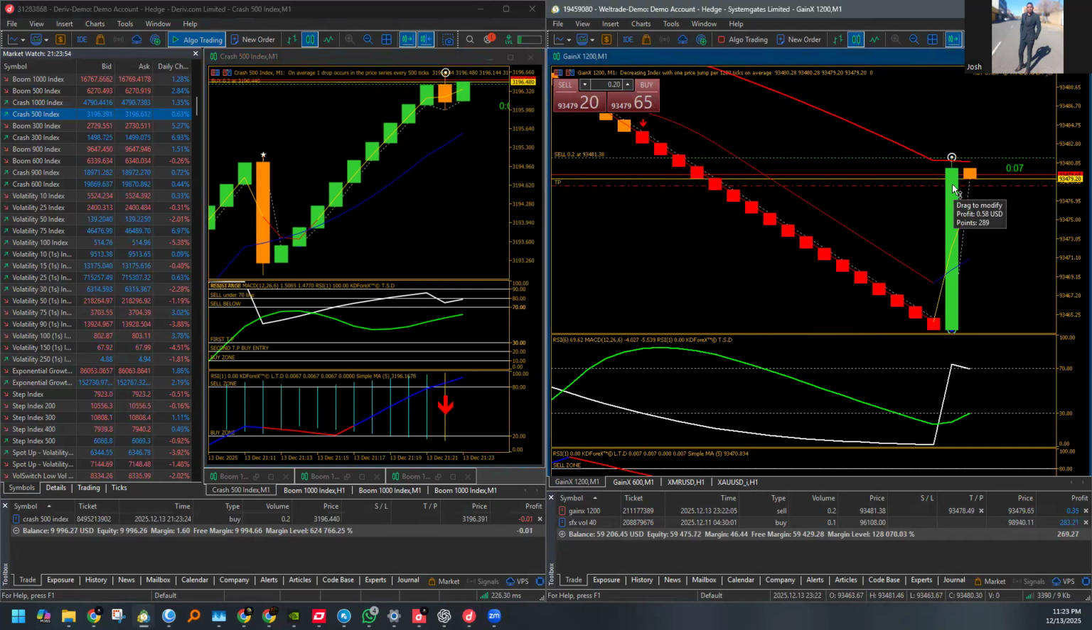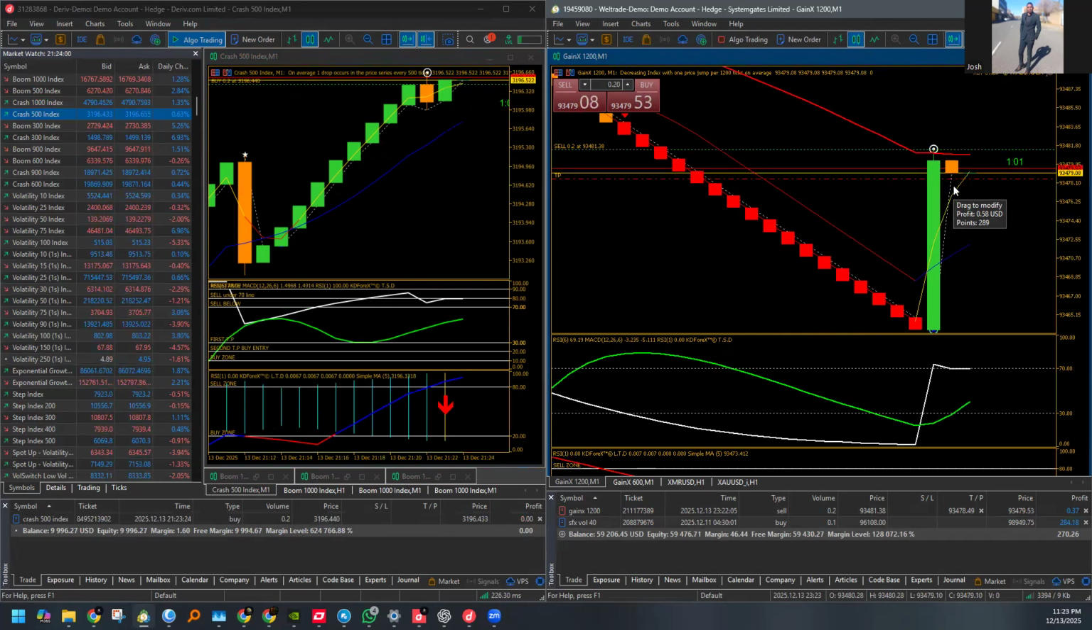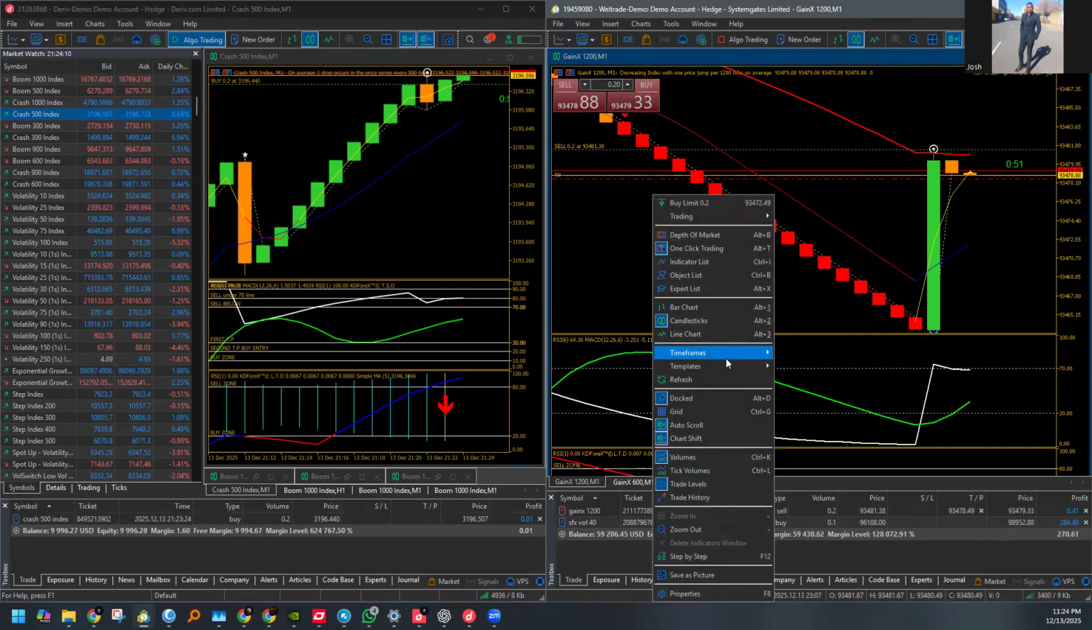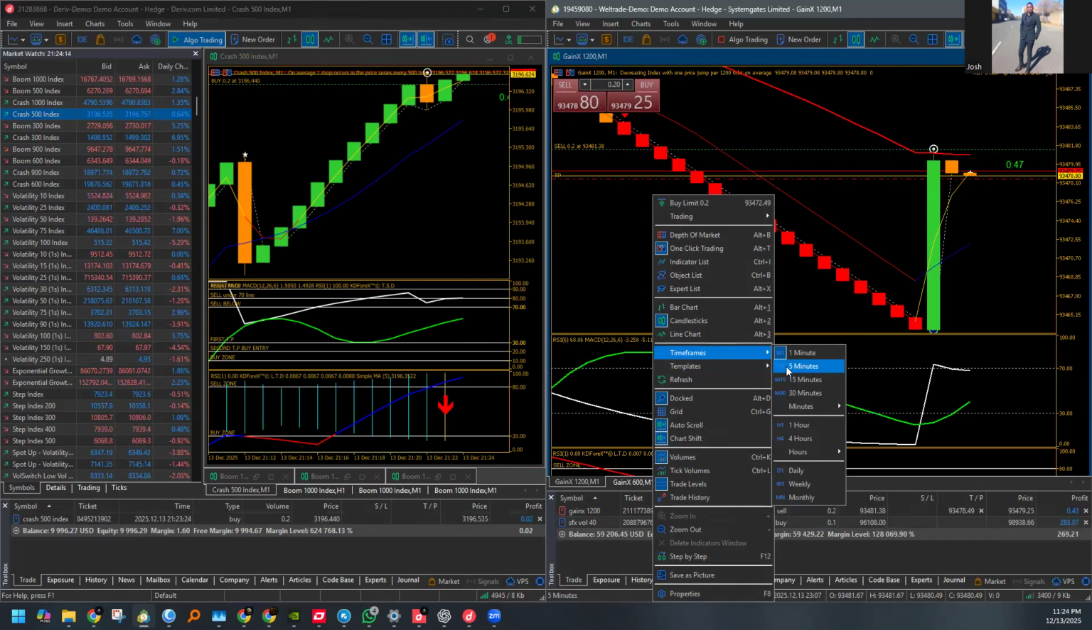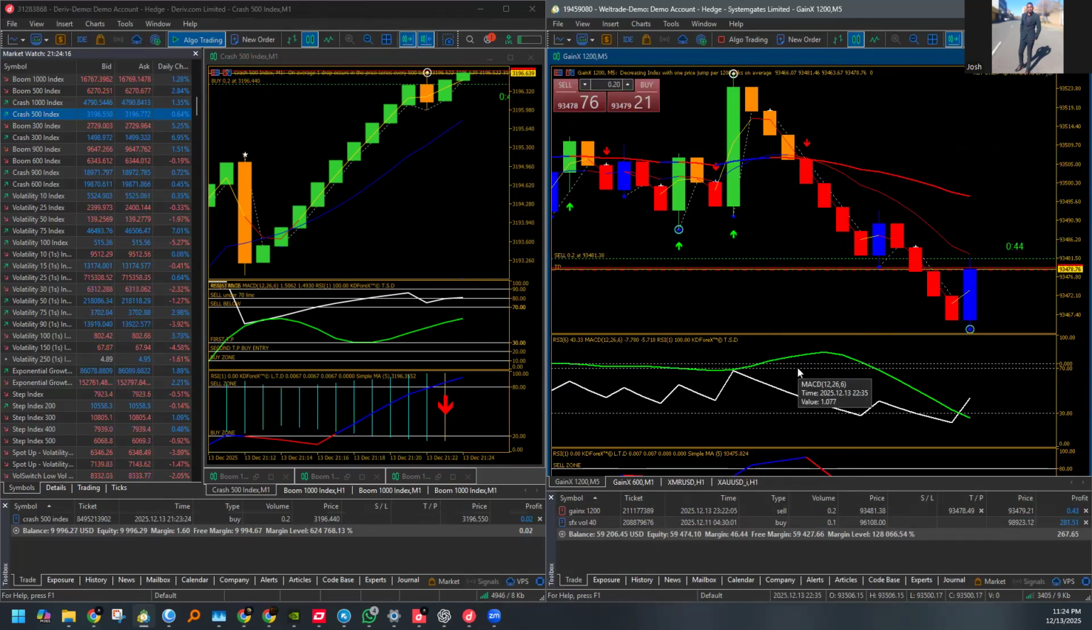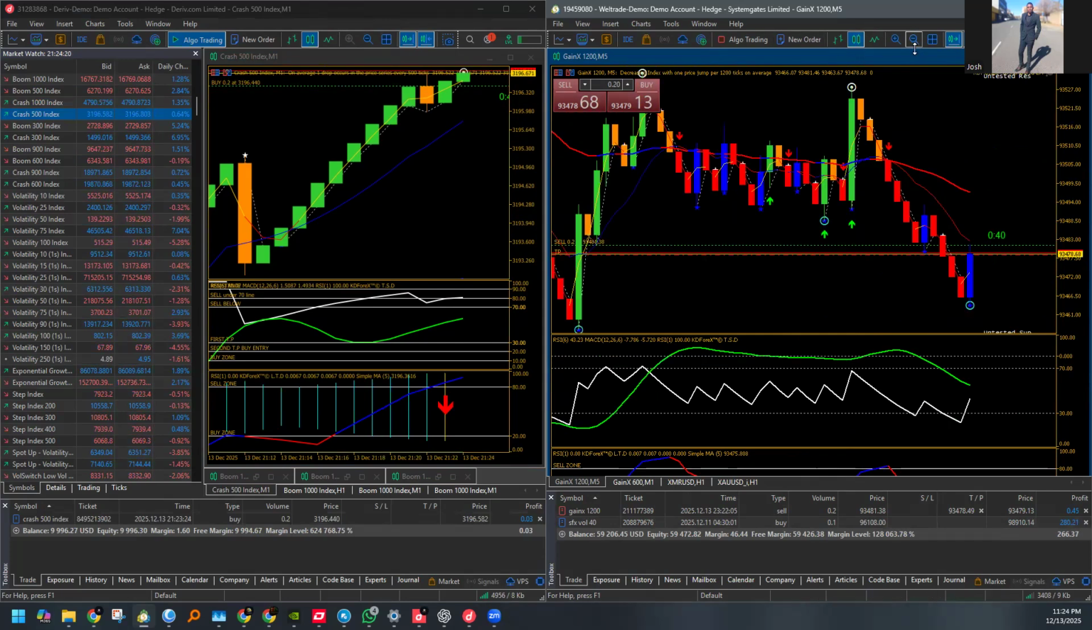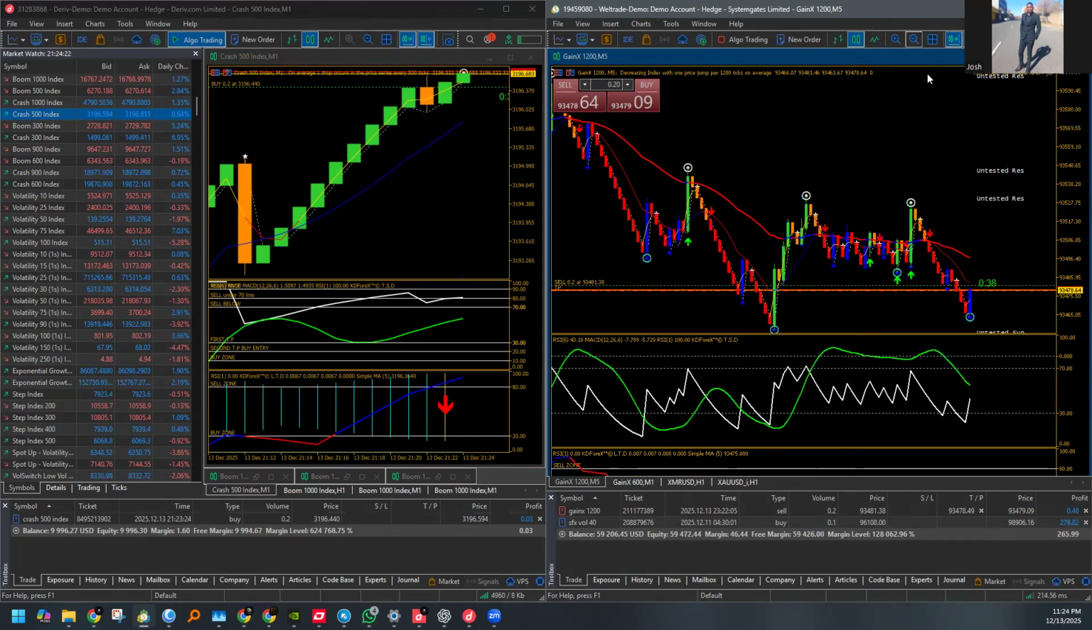So you see, the smaller pairs, let's say when it comes to KNX 1000, KNX 1200, I don't think you can trade them. It won't be convenient to trade them on the 1 minute time frame. Such pairs, I believe, you have to trade them starting from the 5 minutes time frame going all the way up because of how the spread is.